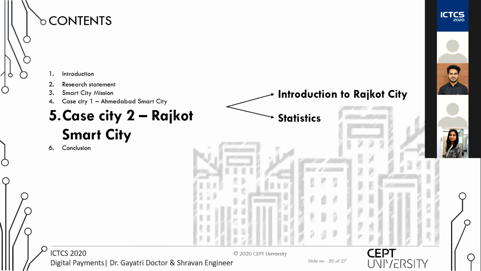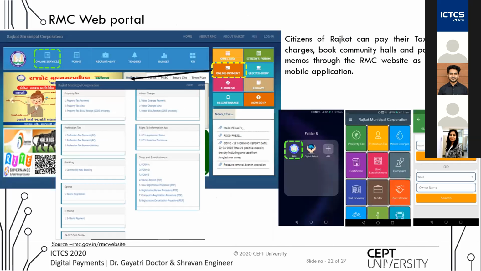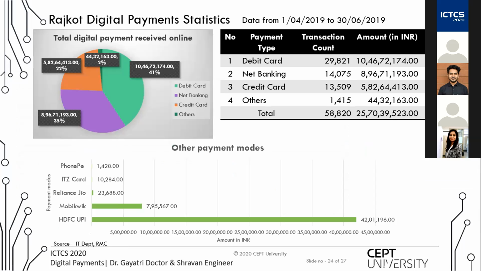Moving on to my second case city, which is Rajkot. Rajkot is the fourth largest city of the state of Gujarat and was selected in the third round of smart cities in 2017. Just like Ahmedabad, the citizens of Rajkot can pay their bills online via the corporation's website and mobile application. When we look at the data from April 2019 to June 2019, which is 3 months' worth of data, the total collection made through digital modes stood at 25 CR with an average transaction of 4,300 INR.